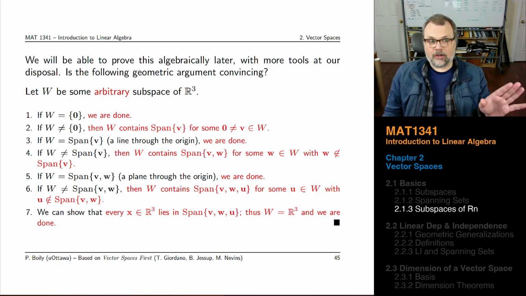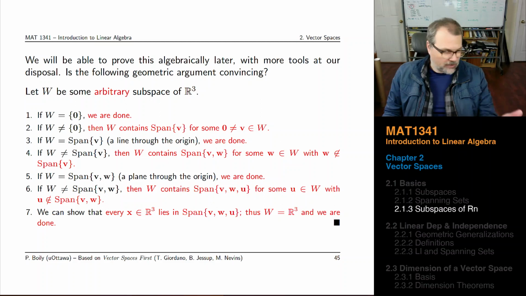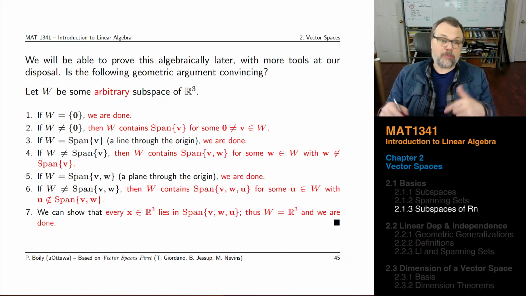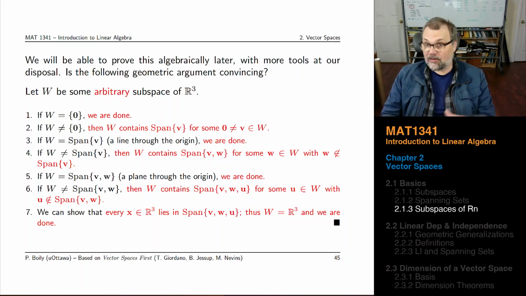We'll do this proof later when we have more tools at our disposal, but I'm going to give you here a little geometric argument. Let's say that W is an arbitrary subspace, so it's some subspace of R cubed. If it's the 0 subspace, then you're done because it's one of the options. If it's not the 0 subspace, then you can find a vector V which is not 0, look at the span of that, and because V is in W, then the span of V will be in W by the big theorem on spans.